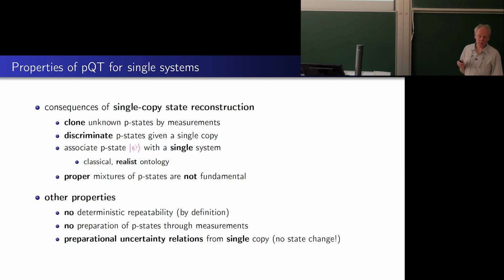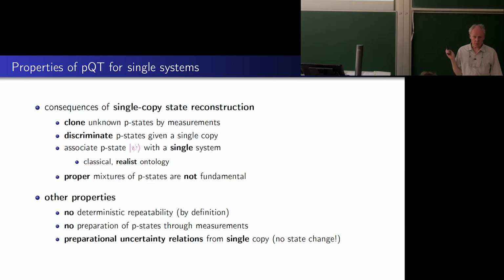Okay, and now comes an interesting feature, which maybe Heisenberg should have known at the time he wrote his famous paper. The preparational uncertainty relations actually still come from a single copy.